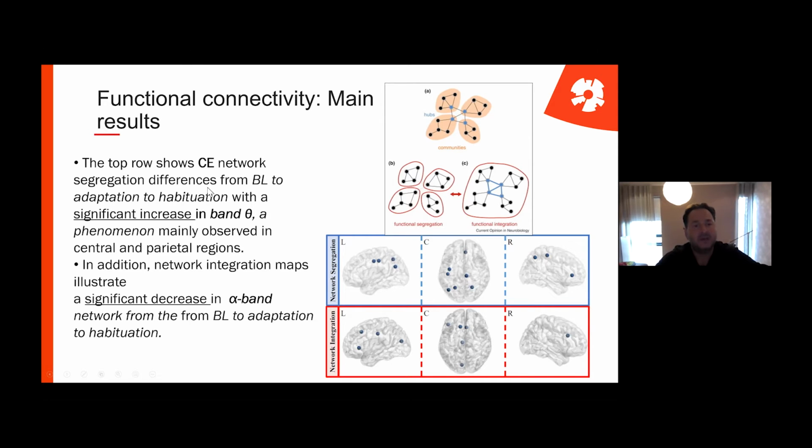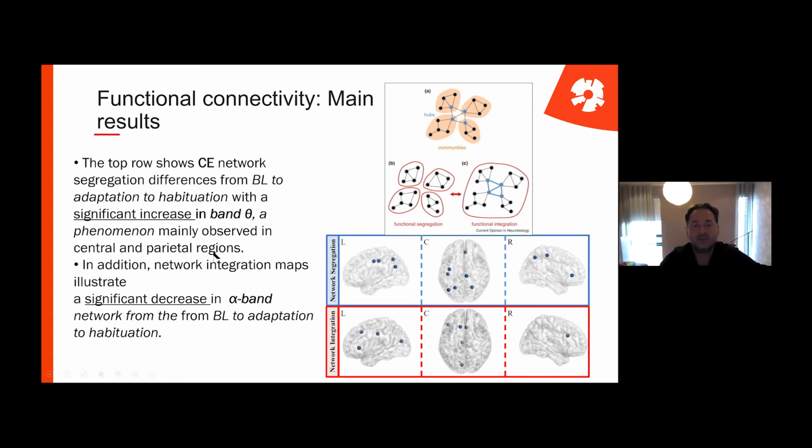So we have differences between adaptation and habituation, and a significant increase in the theta band that is observed on the central parietal regions. So meaning that the reorganization of the network, in the local organization of the network, is always configuring in the same way when you have closed eyes, when you are looking into small networks, when you are looking into the signals on the theta band.